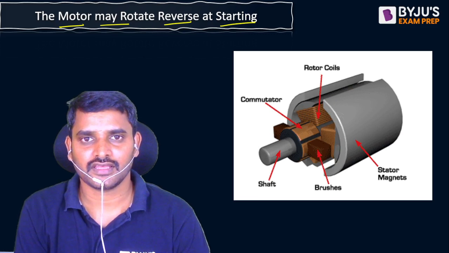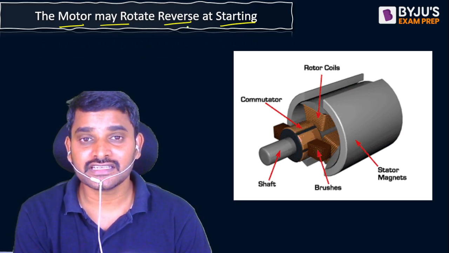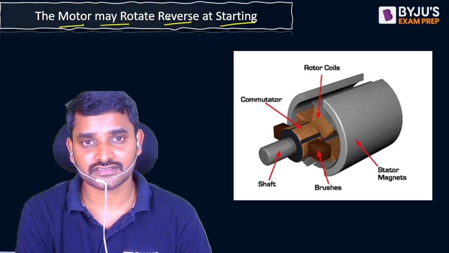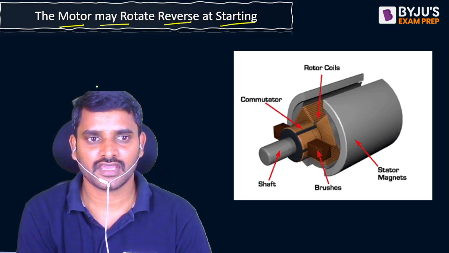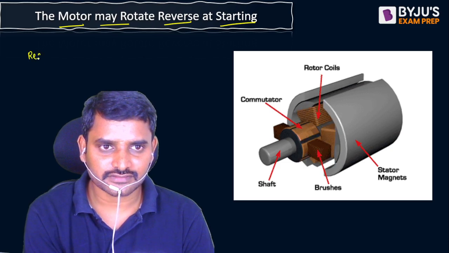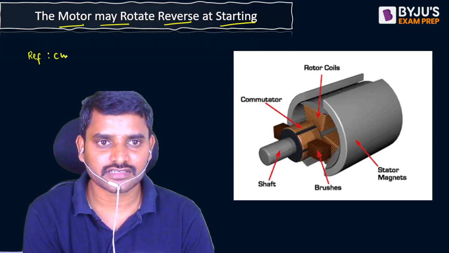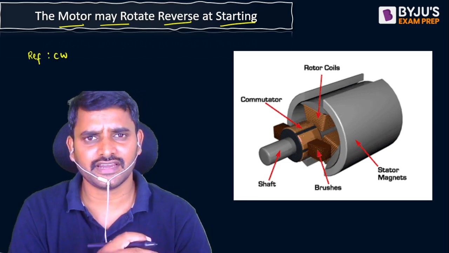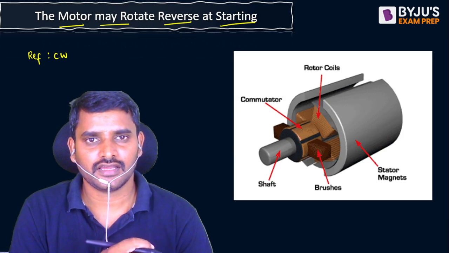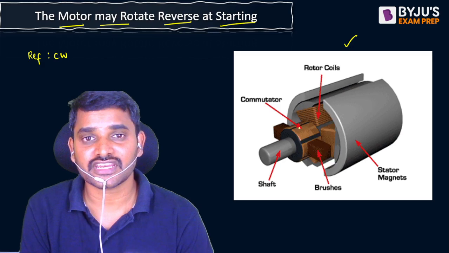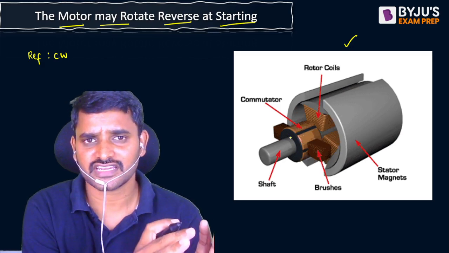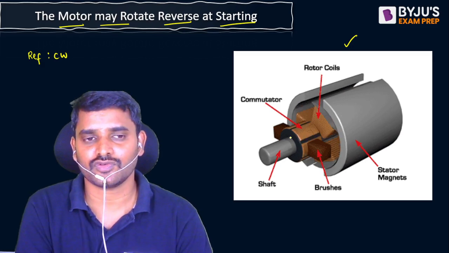Okay. So if you are expecting the motor to rotate in reverse direction, first take a reference direction. I am taking a reference direction. The reference direction is clockwise. It is your wish, you can take up anti-clockwise. As I have shown in the figure here, the motor is rotating in the clockwise direction. I have taken the reference direction as clockwise.